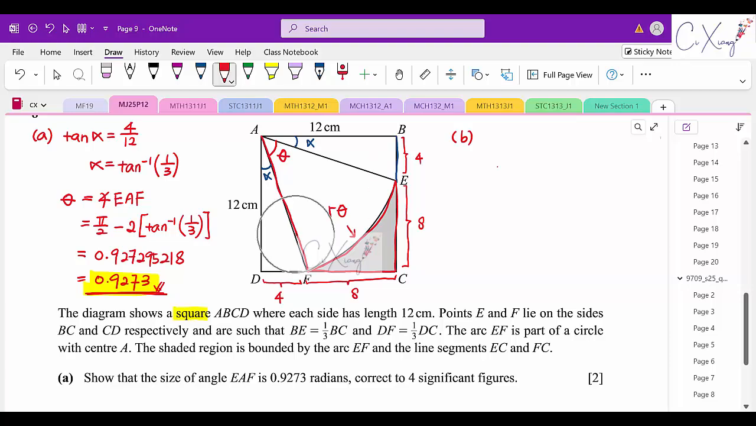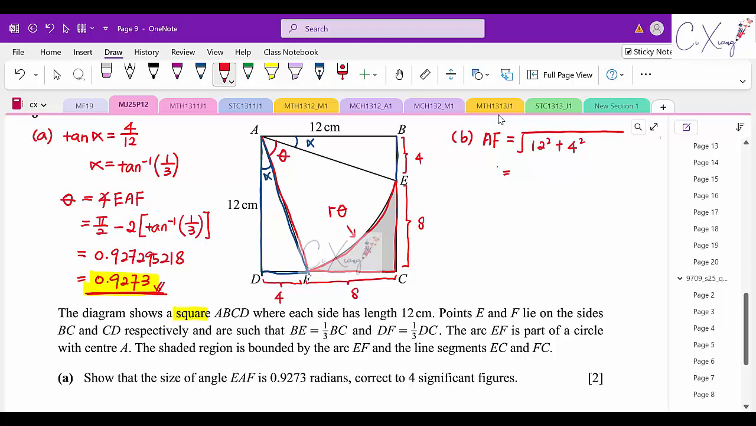How can I find the length of AF? Again, use the triangle to help us. Remember the blue triangle that we had in part A just now? The AF here is basically the hypotenuse of that triangle. So first step, let us try to find AF. By using the Pythagoras theorem, I know that it is actually 12 squared minus 4 squared.